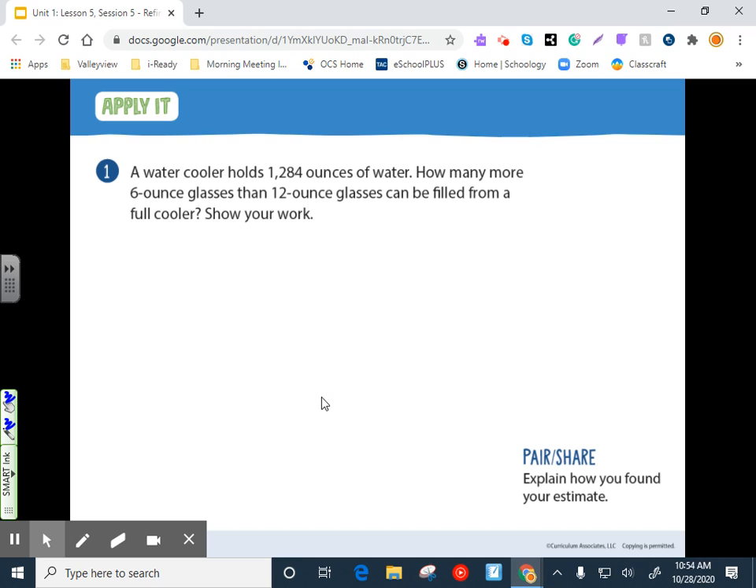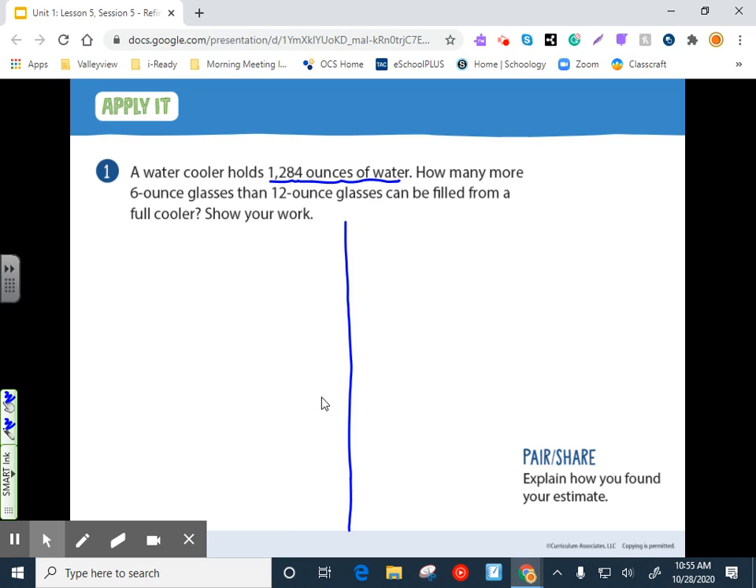So a water cooler holds 1,248 ounces of water. So go ahead and underline that in your workbook. So here's where it gets a little tricky. How many more 6-ounce glasses than 12-ounce glasses can be filled from a full cooler? So just picture you got one glass, and then the second glass is twice as big. But here's what they want you to do. Here's what I want you to do.